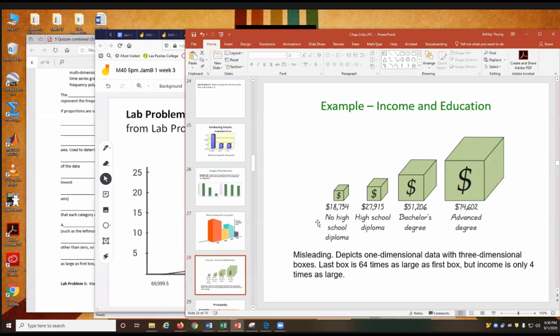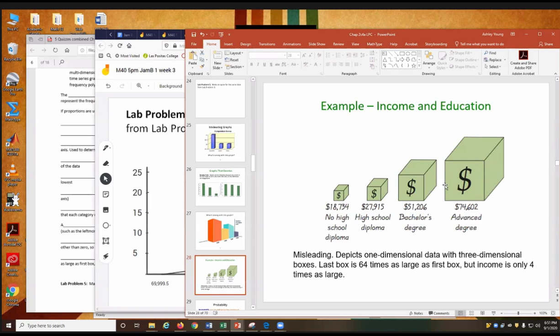This is another similar problem. Look at this big one here and look at this small one here. How much bigger do you think advanced degrees make than no high school diplomas based upon this graph? You'd think it's got to be at least 25 times bigger, right? At least. When in fact it's less than four times larger.